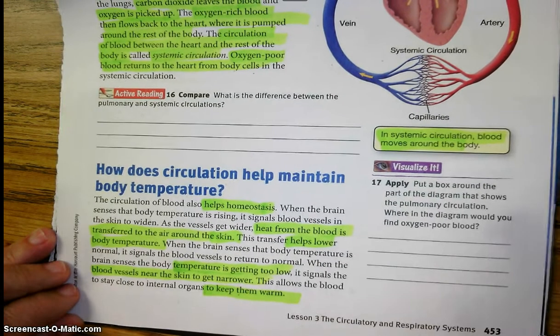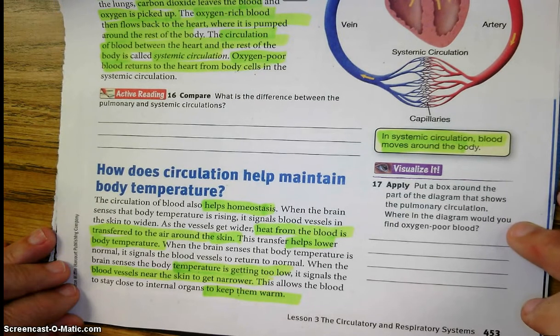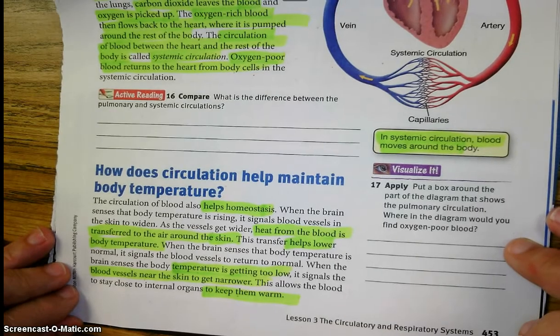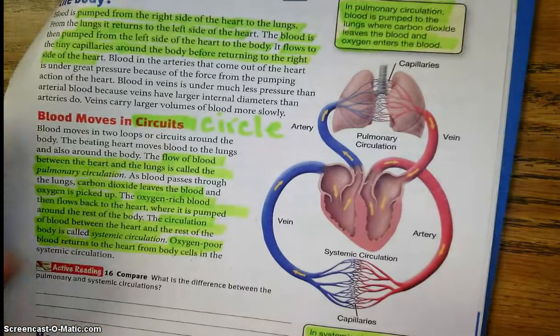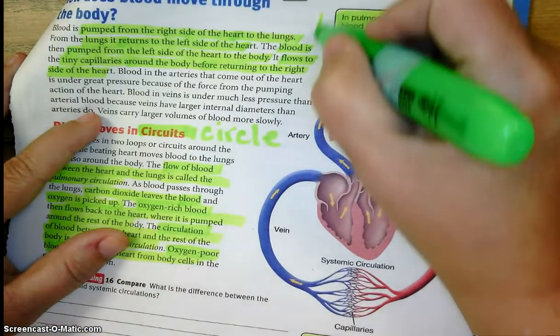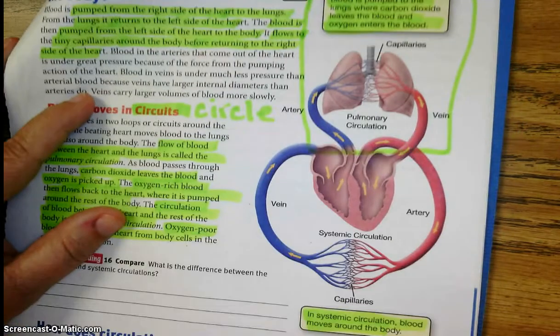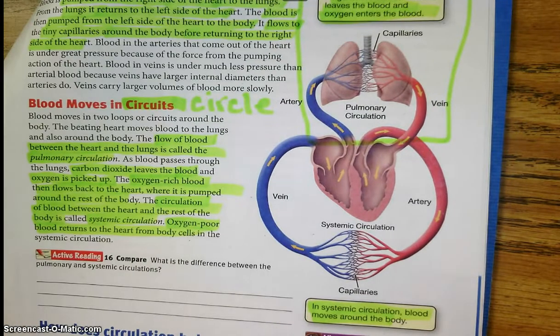So it says put a box around the part of the diagram that shows the pulmonary circulation. Where in the diagram would you find oxygen-poor blood? Now, pulmonary circulation, of course, is happening right here. And in this diagram, the blood that is less oxygenated or has poor oxygenation is shown with blue.